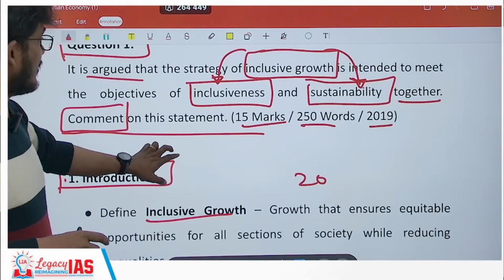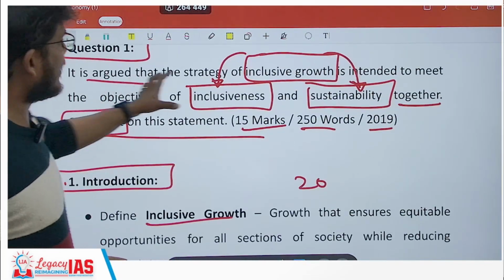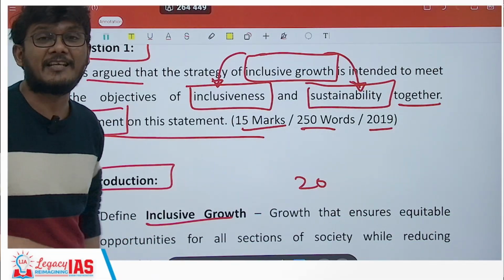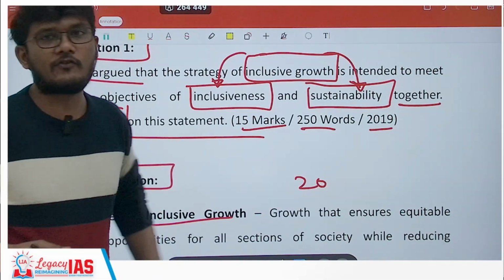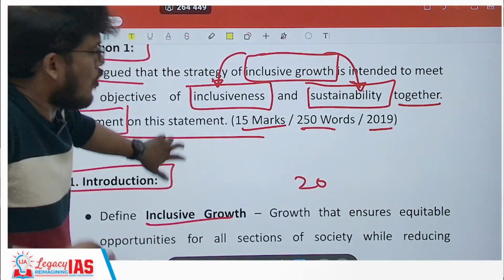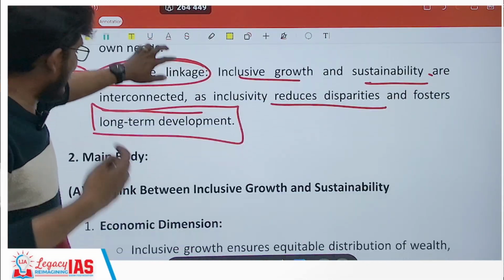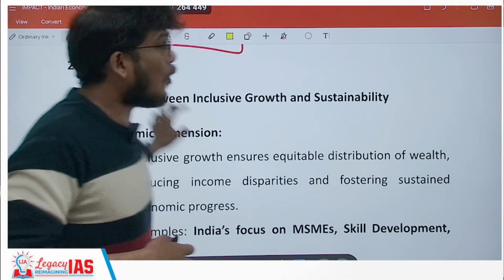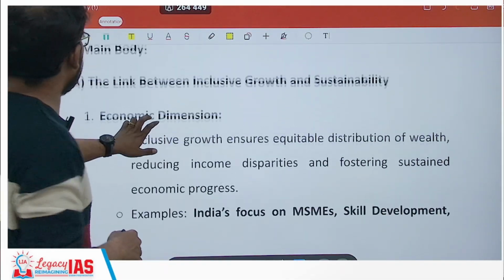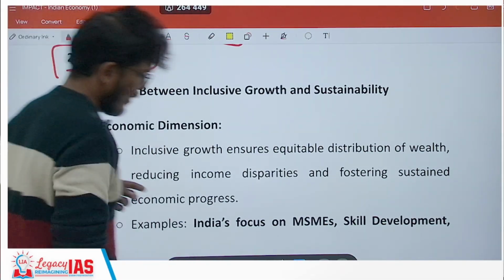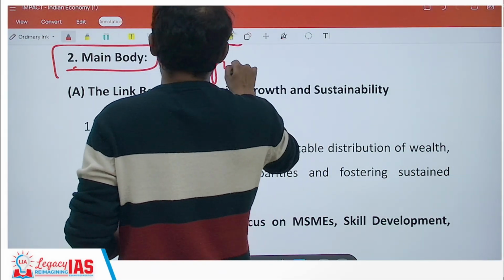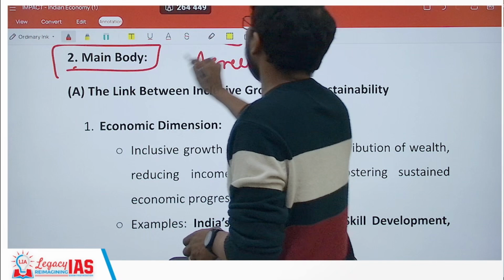Now let's look at the question again. It is argued that the strategy of inclusive growth is intended to meet objectives of inclusiveness and sustainability together. Comment on this statement. So we have started positively by linking the two, right? And now we need to give proofs, evidences, facts as to how it is linked, right? So the main body will consist of what? The major part will be talking about agreeing with the statement and how it is linked.